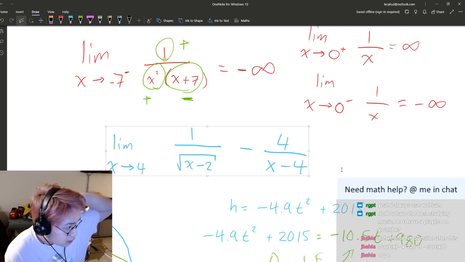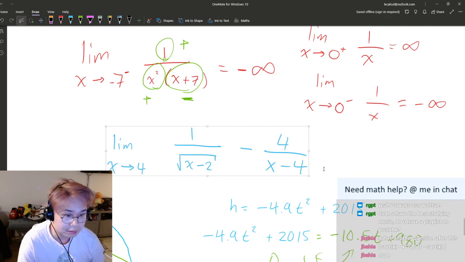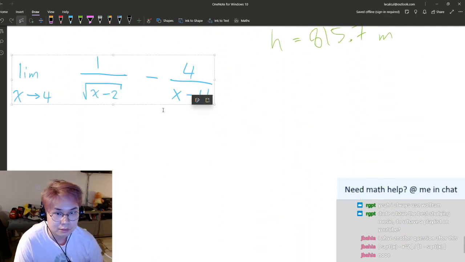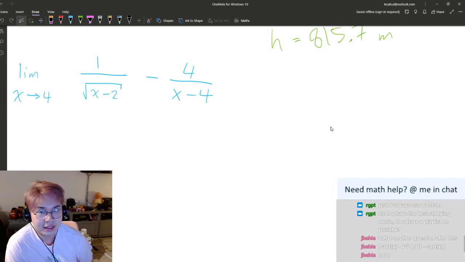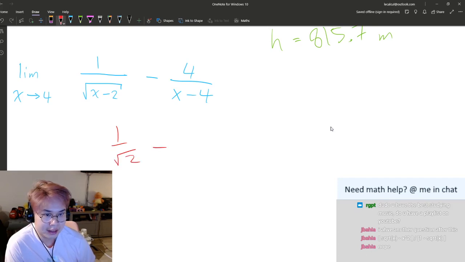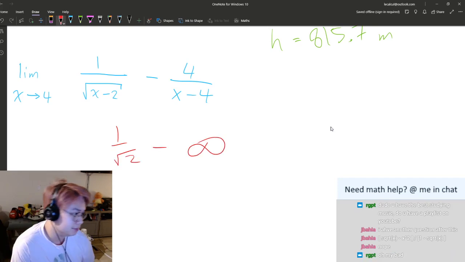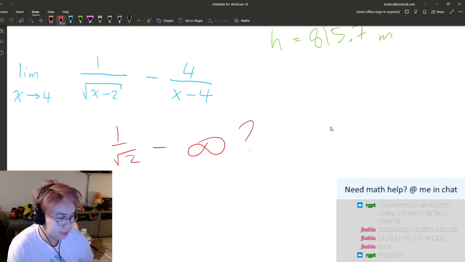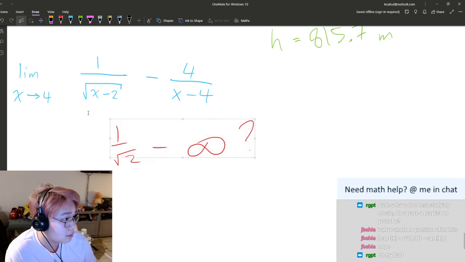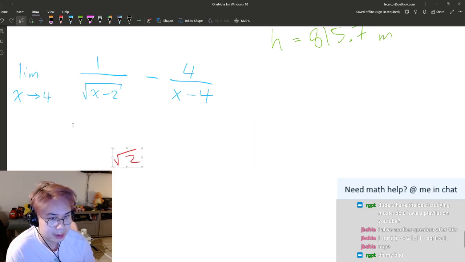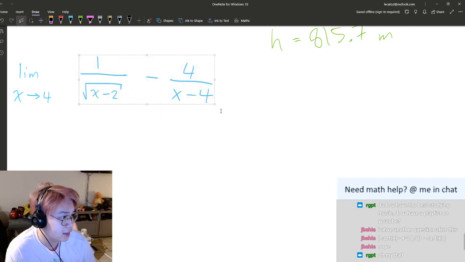And then, okay, so let's go back to this one. So essentially, if you give this some thought, you have 1 over square root 2 minus some sort of infinity. And this tells you nothing. So we do need to manipulate this in a way so that this won't be a problem.